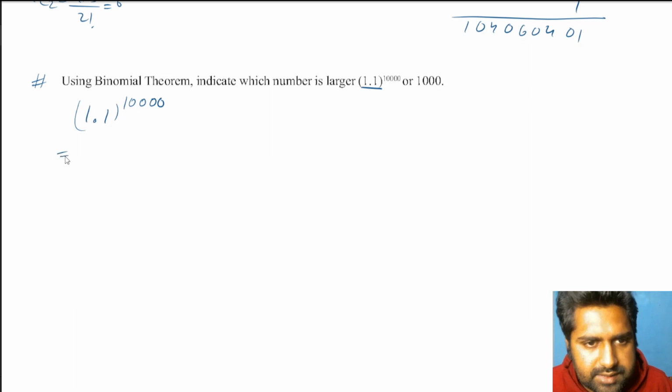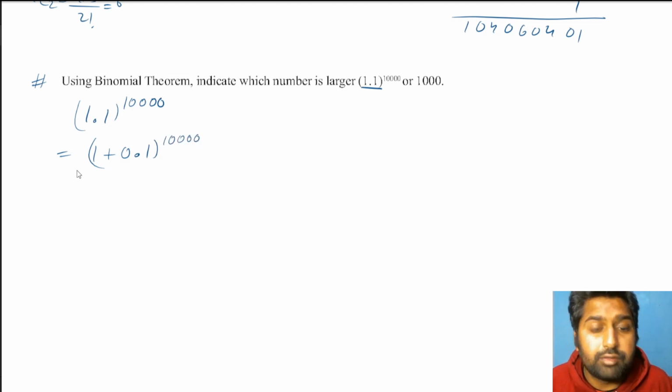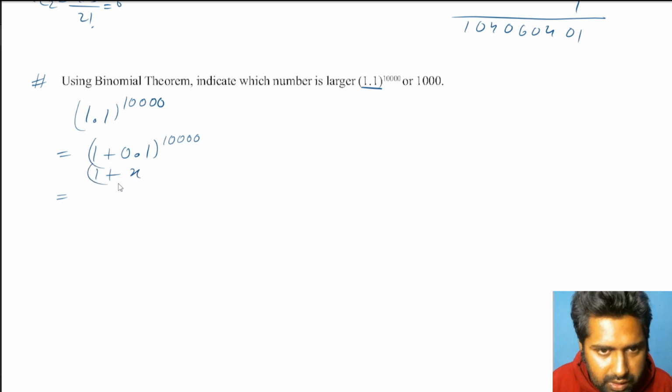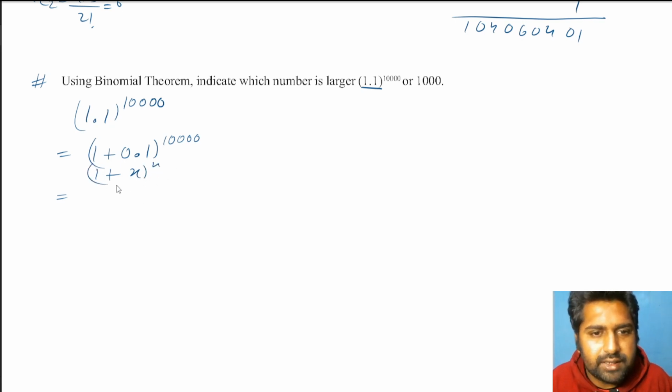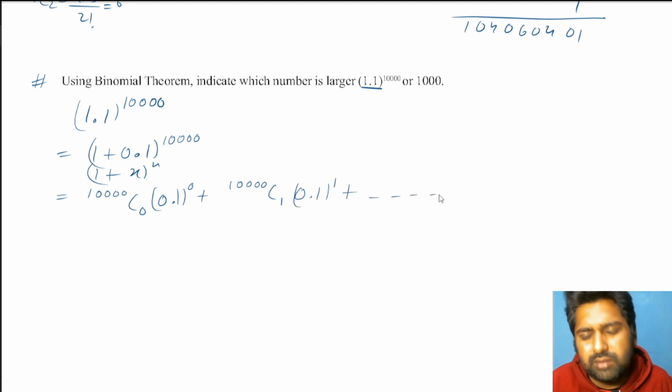This can be rewritten as 1 plus 0.1 complete raised to power 10,000. Of course, we are not going to write the whole expansion of it, but look at the idea. It's like 1 plus x raised to power n. You can see the benefit of writing like this. So we start with 10,000 C0 0.1 raised to power 0, 10,000 C1 0.1 raised to power 1, and so on. Of course, a lot of terms are there, but we're not going to solve each and every term.